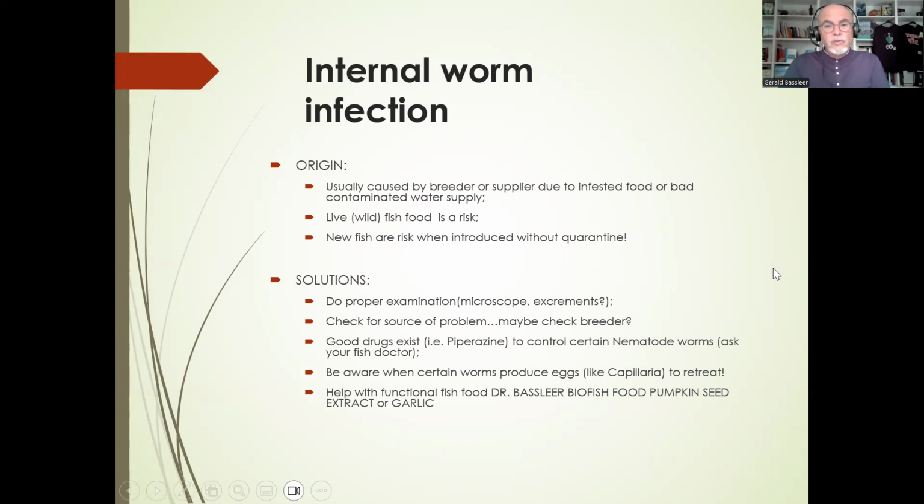The solutions: do a proper examination. Maybe take a sample of the excrements and do a microscopic examination. Check for the source of the problem. That means maybe talk to the breeder or the supplier.